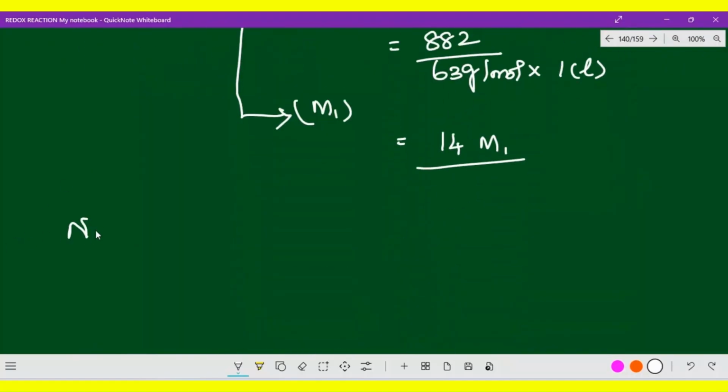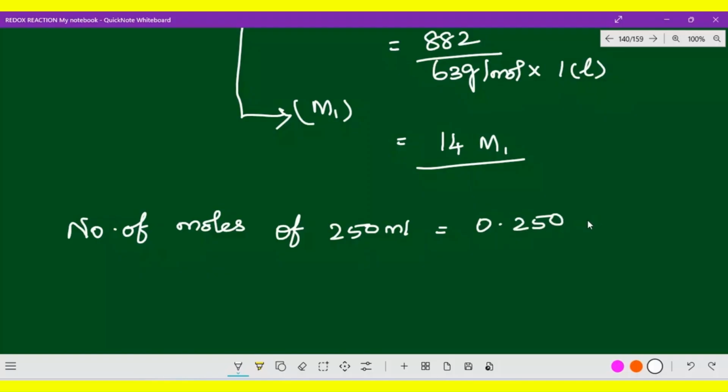Number of moles again. Number of moles of 250 ml: we just converted 250 ml into liter. So that is 0.250 only, right? We can convert into liter. This we can keep as V2, right? Now the same way, N2 is the number of moles. The first one was N1, so this is N2.